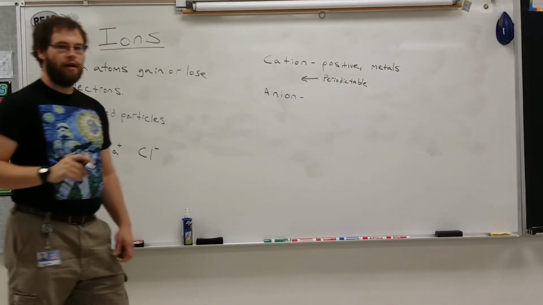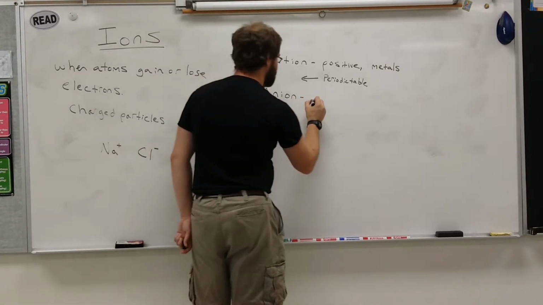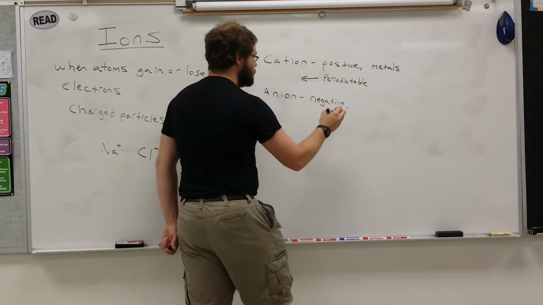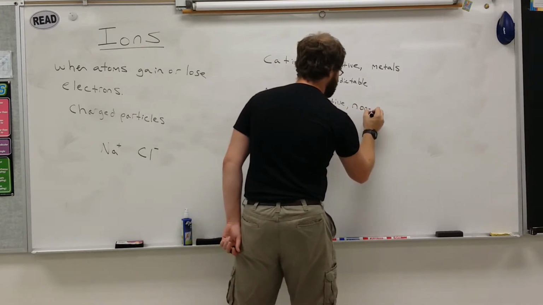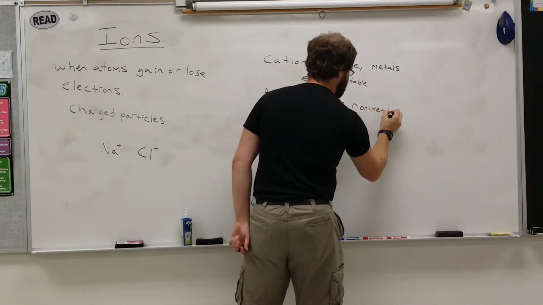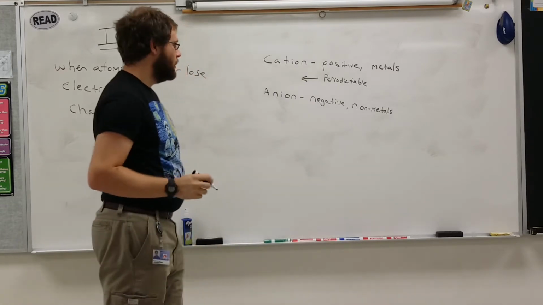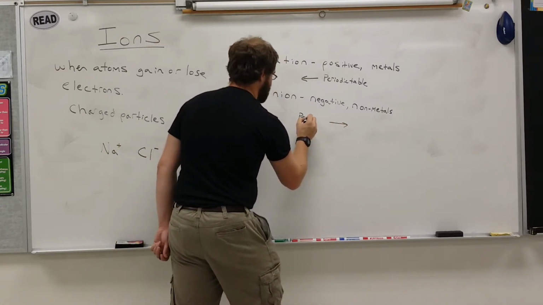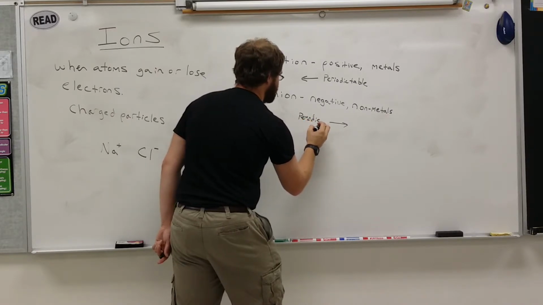Anions, on the other hand, are just the opposite. They're negative, okay, so they have a negative charge. They're usually nonmetals. Okay, so that means like gases and liquids, all right, and they are on the right side of the periodic table, over by the halogens and the noble gases.